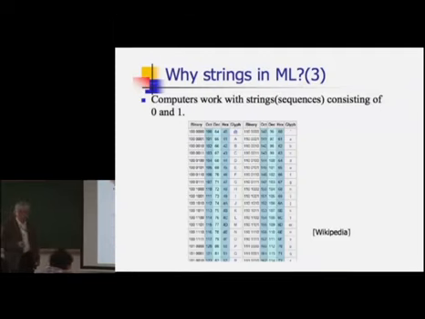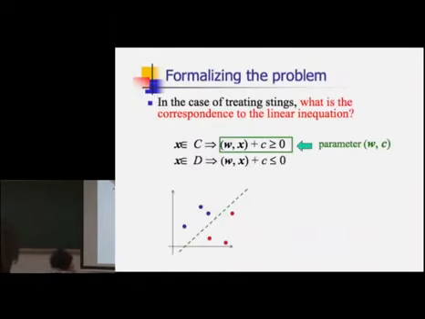And more fundamentally, computers are working on strings. You know that all data in your computer are strings consisting of 0 and 1. Okay? So strings, sentences, and sequences are a very fundamental data structure in computer science and machine learning. So considering machine learning from string data is very important in the course of application. Okay? Then go back to the linear separation problem.